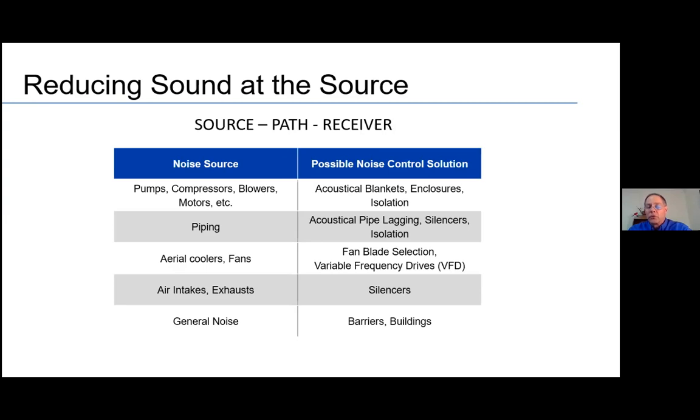Do we need to change the fan blade design so that the blades themselves aren't setting up an oscillation and creating the noise? Do we need to look at variable frequency drives for these pieces of equipment to prevent oscillations from occurring?